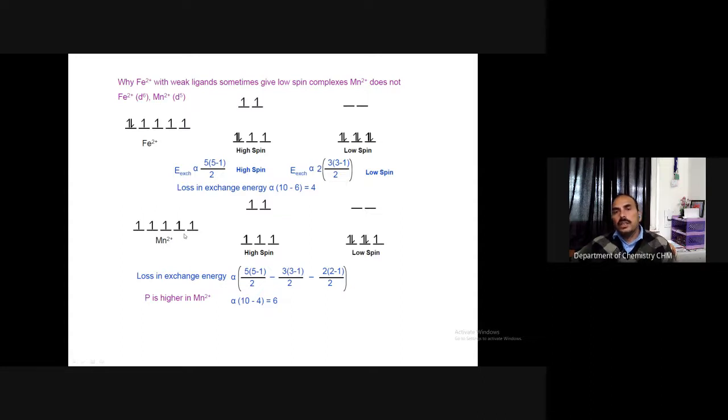This is the basis: it will have more loss of exchange energy compared to, let's say, an iron 2 system, where the loss in exchange energy is only 4. In case of manganese 2, the loss of exchange energy is close to 6. That's why it will like to retain a high spin configuration, the d5 configuration.